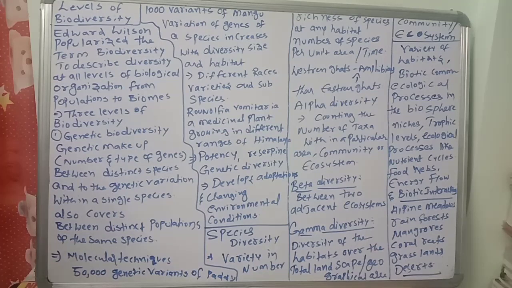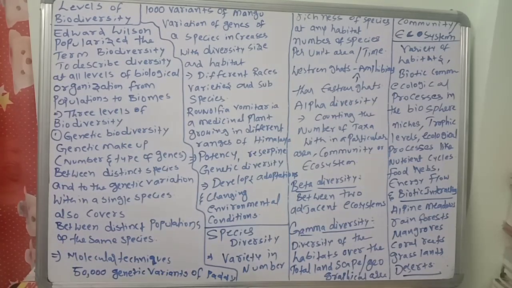So, what is biodiversity? Life in different forms is called biodiversity. In this concept, we will be discussing the levels of biodiversity. What are the levels? How many levels are there in biodiversity? And what is the importance of biodiversity? All those things we will discuss.